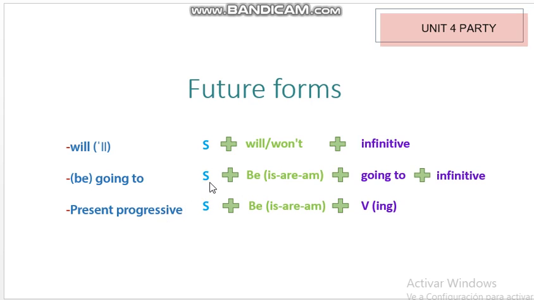The second one, be going to. We form the subject plus be. In be, we have is, are or am according to the subject, plus going to plus infinitive. The third one, present progressive. It is formed by the subject plus be, is, are or am also, plus the verb with ing.